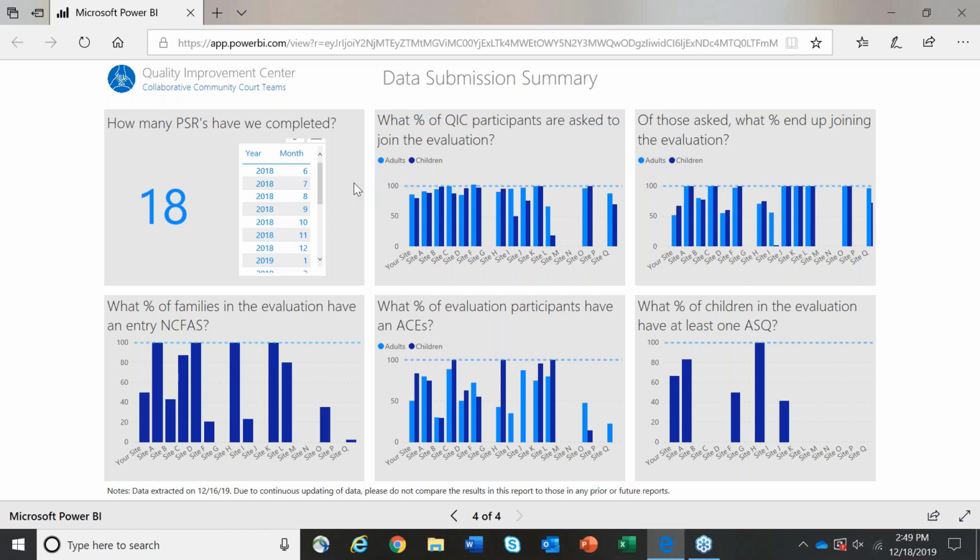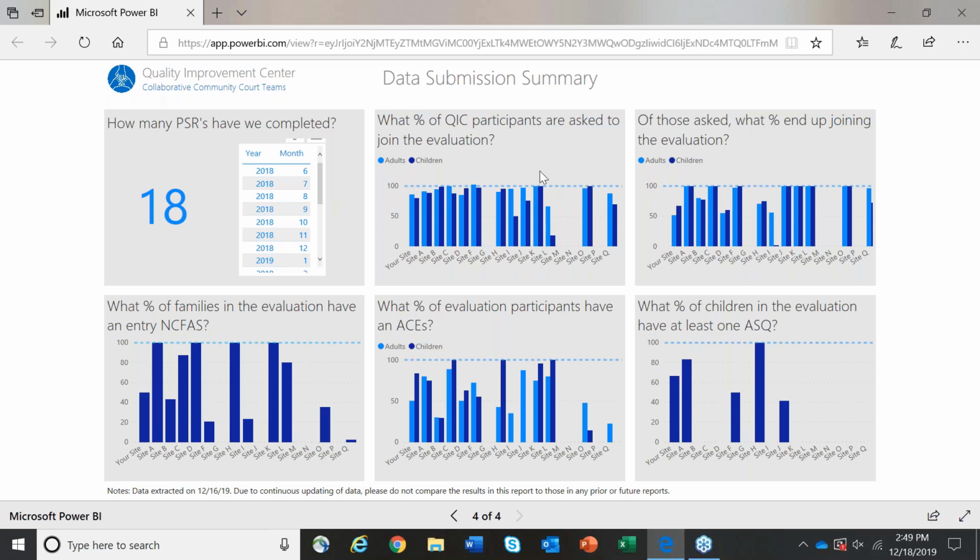And then the other thing that you want to look for is that every month since then, you have submitted a PSR. So if you scroll down or you look down your list and you see a month missing, just talk to your evaluation liaison. Or if your PSRs don't start at the time that your QUIC services started, talk to your evaluation liaison and we'll figure out a way to get that data in there.